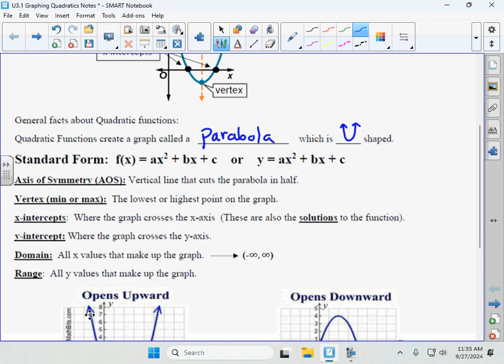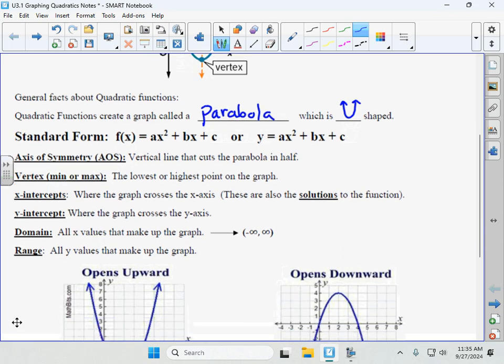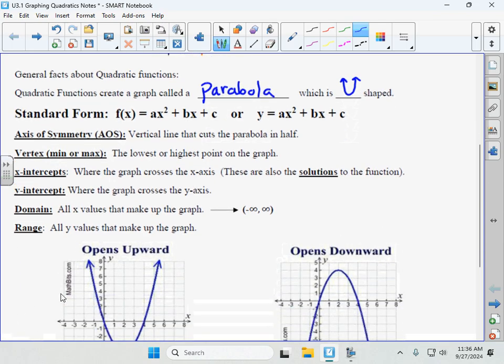All right, so you can see from our diagram, we have some information that we want to be able to talk about. So the axis of symmetry, that's our vertical line that's going to cut the parabola in half. We have our vertex point. It's either a maximum point or a minimum point on the graph. We have x-intercepts where the graph crosses the x-axis. And later on, we're going to call those the solutions to the equation. But right now, since we're just talking about graphing, those are called the x-intercepts. Then we have a y-intercept, again, where it crosses the y-axis.